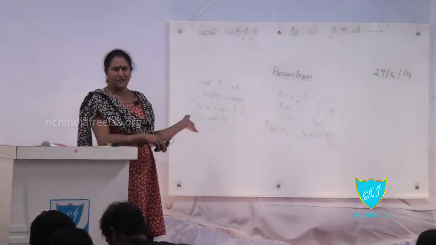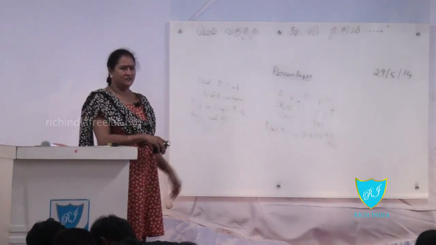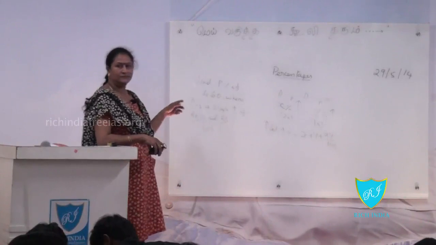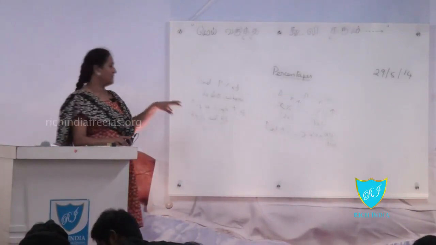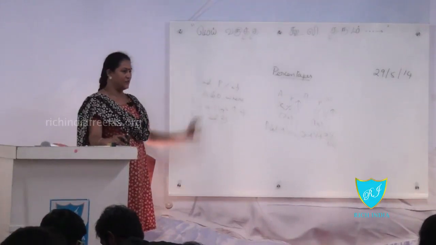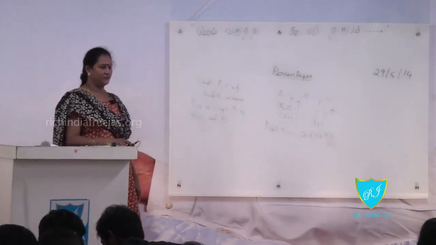So last year in the Intelligence Bureau exam this question was asked. So you find the single increase and see what that percentage is. So 50% of 460 is 230.